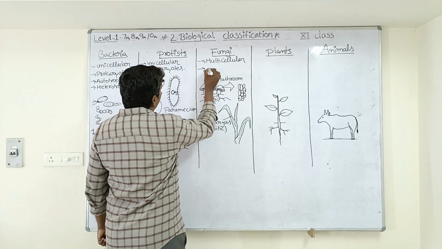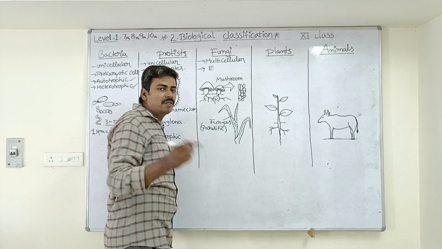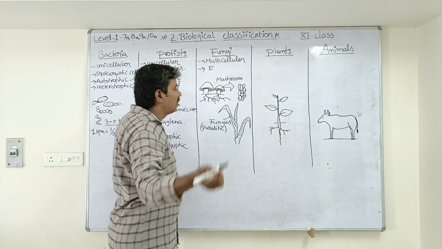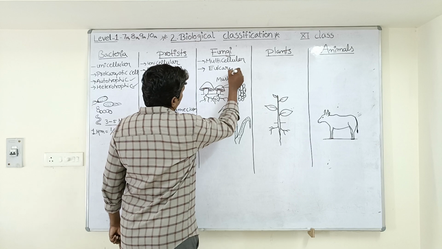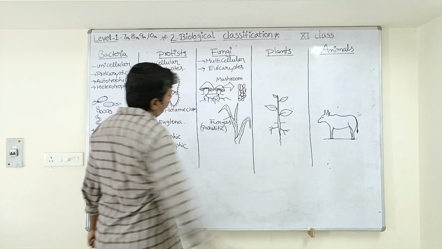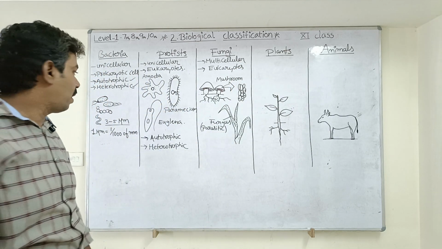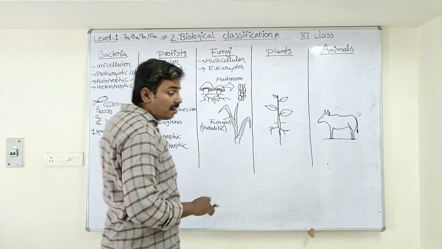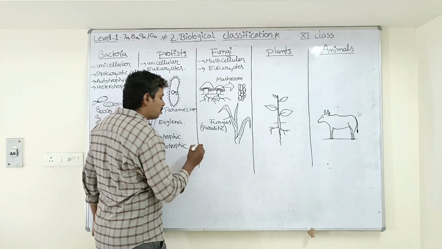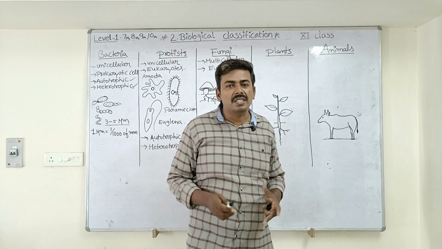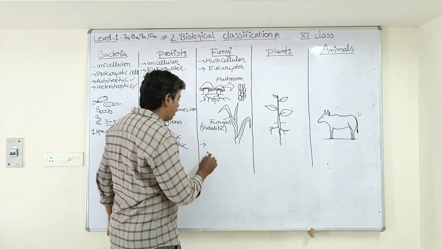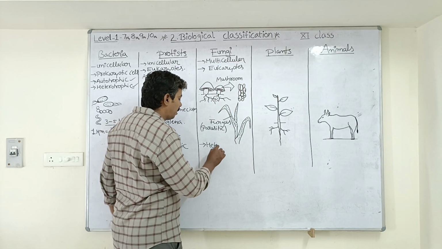So are they prokaryotes or eukaryotes? Come on, students, tell me. Yes, they are eukaryotes. They are multicellular eukaryotes. Next, what about the nutrition? Here our mushroom is obtaining its food material from the decomposing waste, isn't it? So obviously it is heterotrophic.